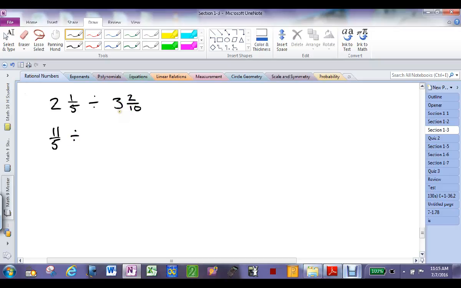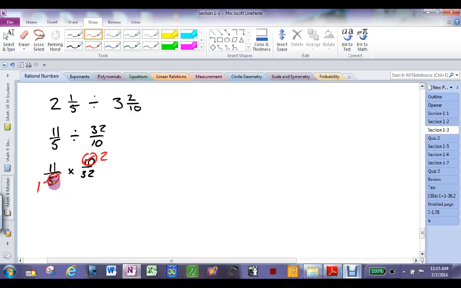What's this one going to be? 32 over 10. Can't do division, so what's my next step? Times it. 11 over 5 times 32 over 10. Now what? Is there anywhere I can change it? Where? 5 and 10. Great. What number works with 5 and 10? It's 5, right? How many 5s fit into 5? 1. How many 5s fit into 10? 2. There's your 2.